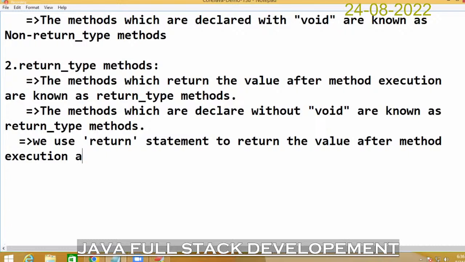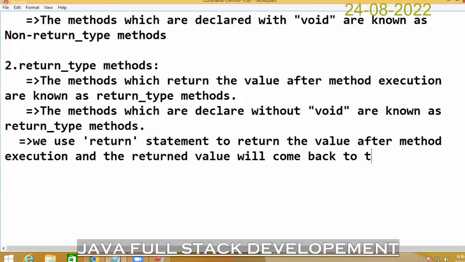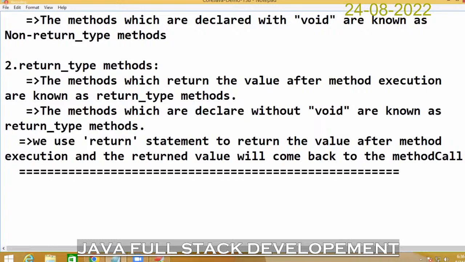And the returned value will come back to the method call. If you are not understanding this point, do not worry. Through practical, I will show this third point to you. Whenever you want to return some value, we are going to use the return statement. Whatever value the method returns, the returned value will come back to the method call. That is the third point.